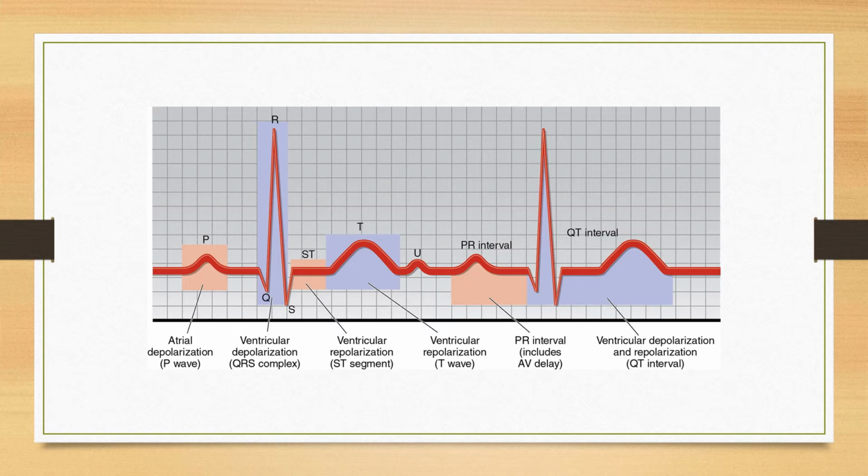So QRS, again, ventricular depolarization. ST segment is that early ventricular repolarization, and then the T wave, and then the U wave, and then it starts all over again. This is important to note: this ST is at the isoelectric line. So it's flat. It's not elevated. It's not depressed. We'll talk about that in a little bit.